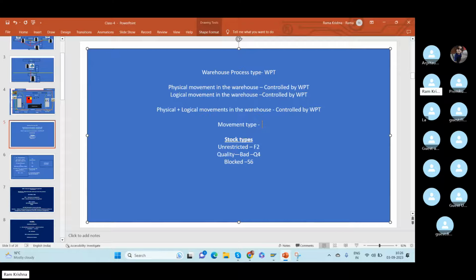If you are receiving the stock from the vendor, if you are receiving the stock from the plant, if you are receiving the stock from the customer returns. So there are a lot of ways that you will receive the stock, right?